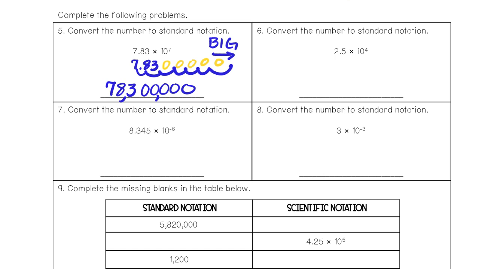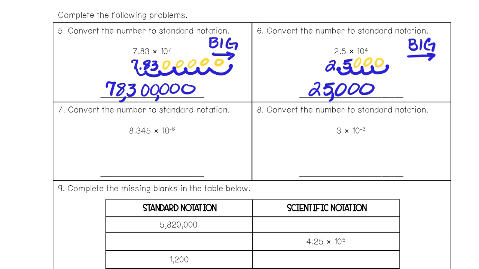So let's try the next one here. Number 6 is 2.5 times 10 to the 4th. It's very similar to the example I did above. Again, we're looking at a big number, so we're going to go to the right to make the number bigger. So I have my 2.5. I grab that decimal and I move it 4 times. 1, 2, 3, 4. I fill in the valleys with those zeros. So when I go to write this, this would be 2, 5, and then 0, 0, 0. So that would be 25,000.